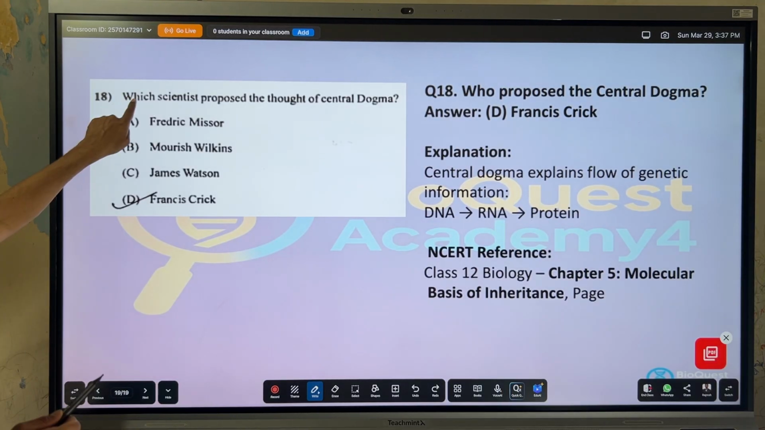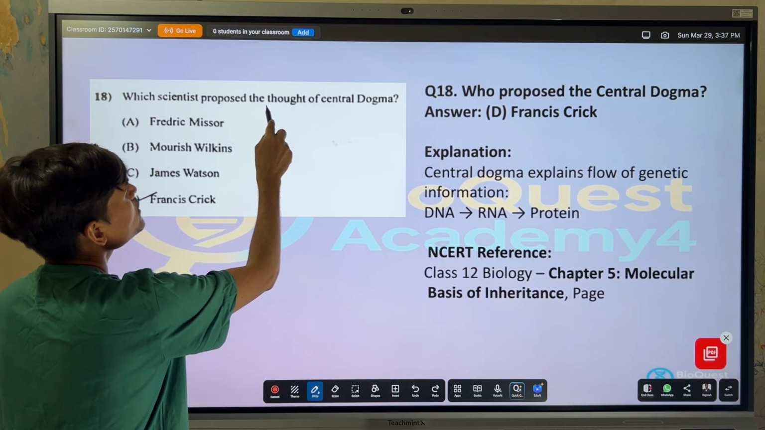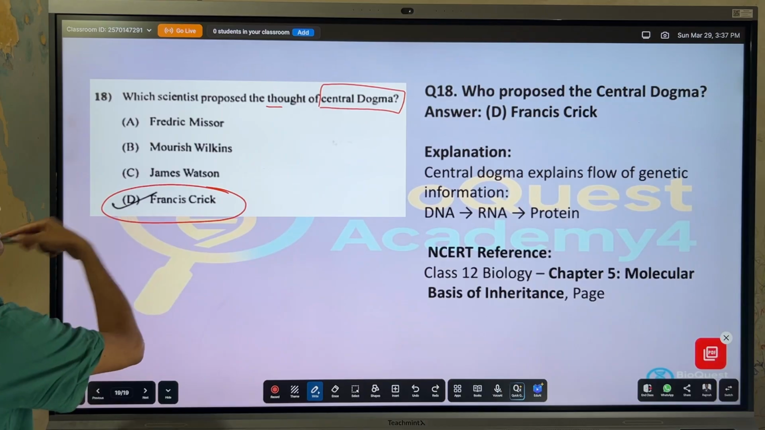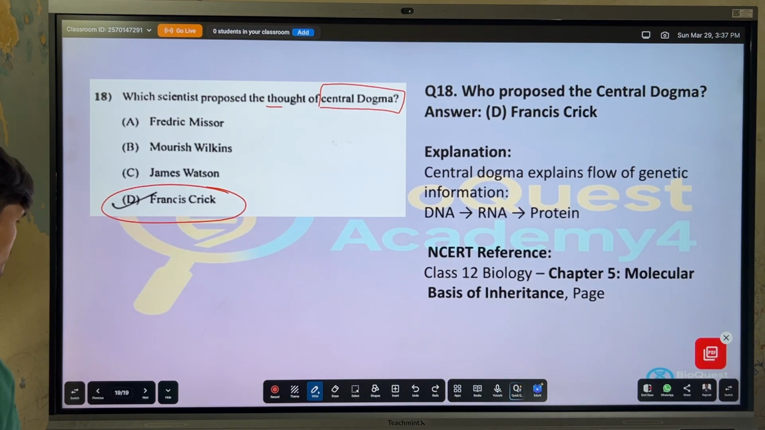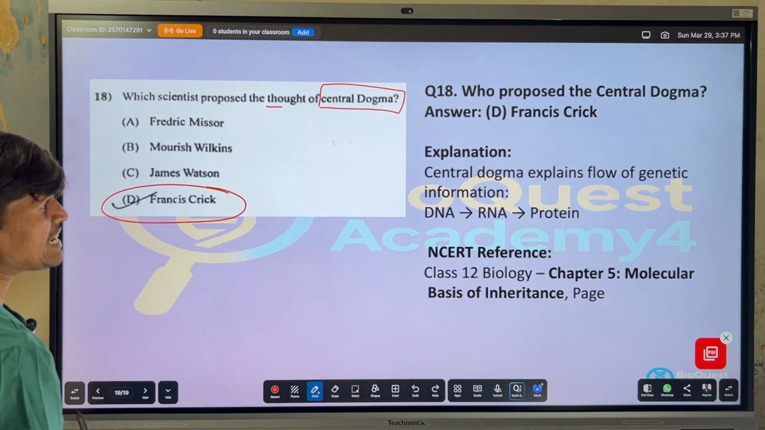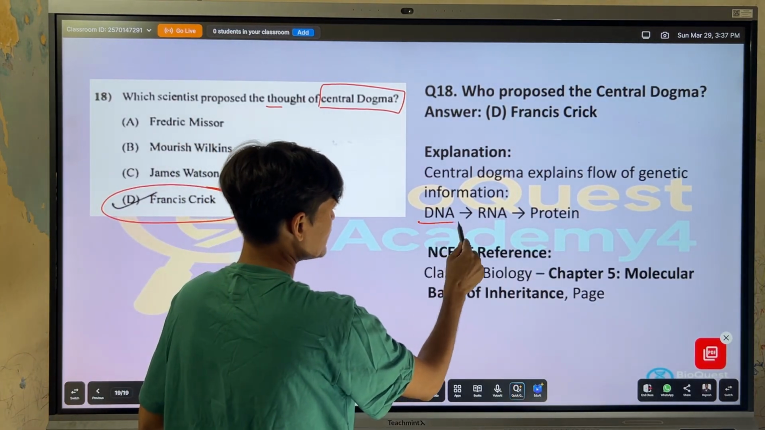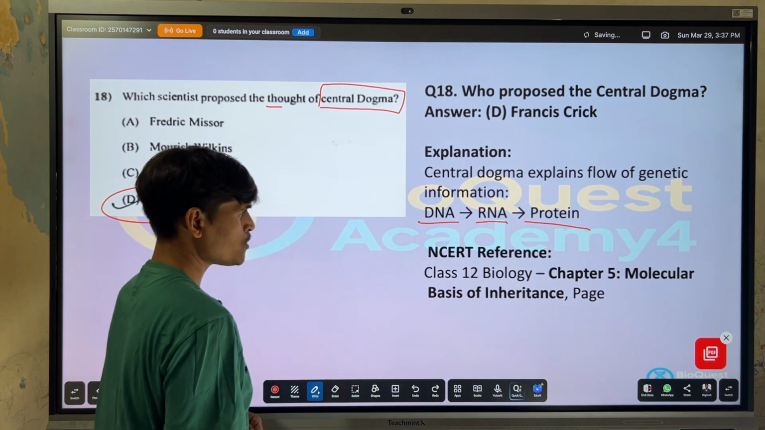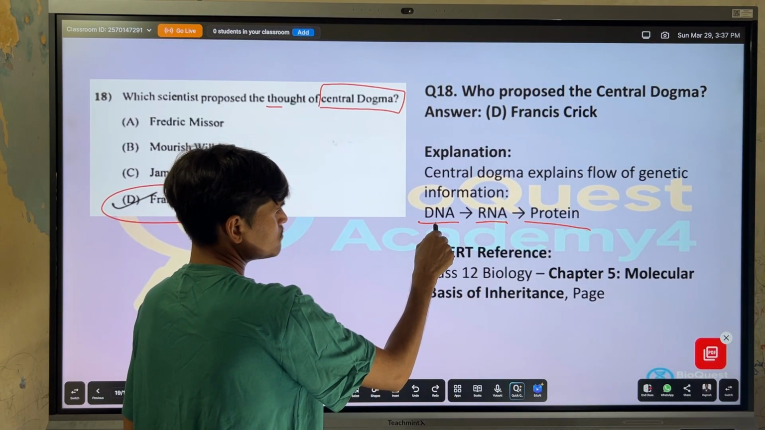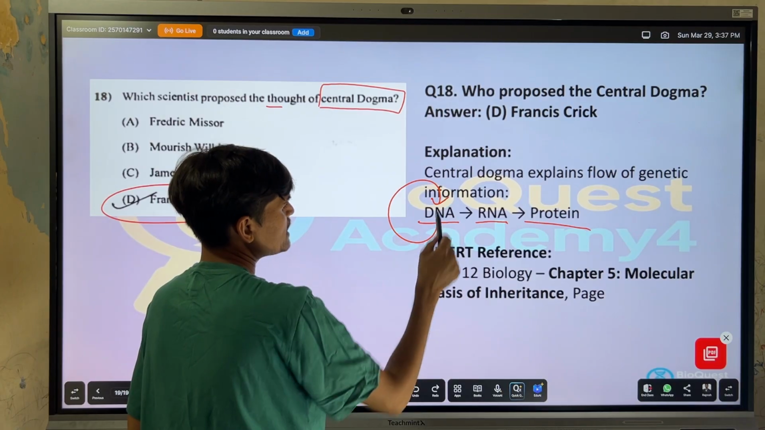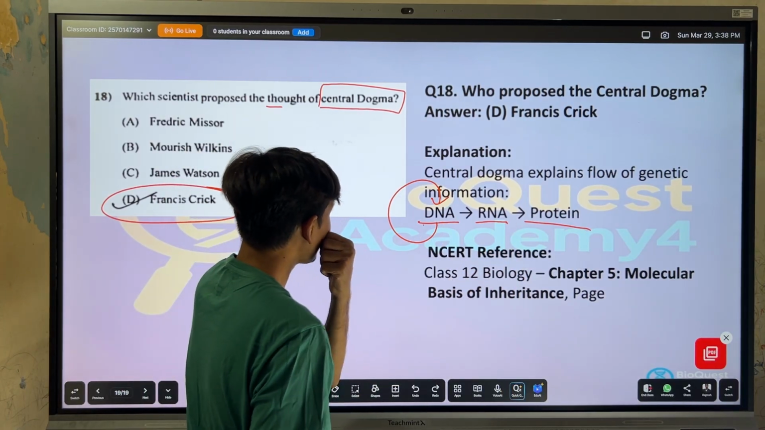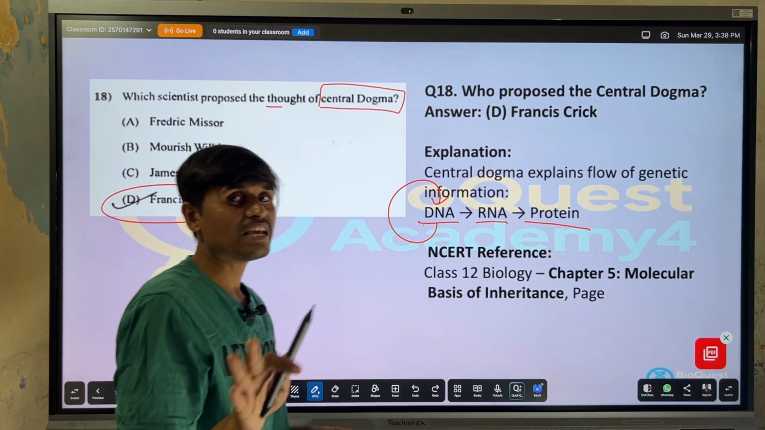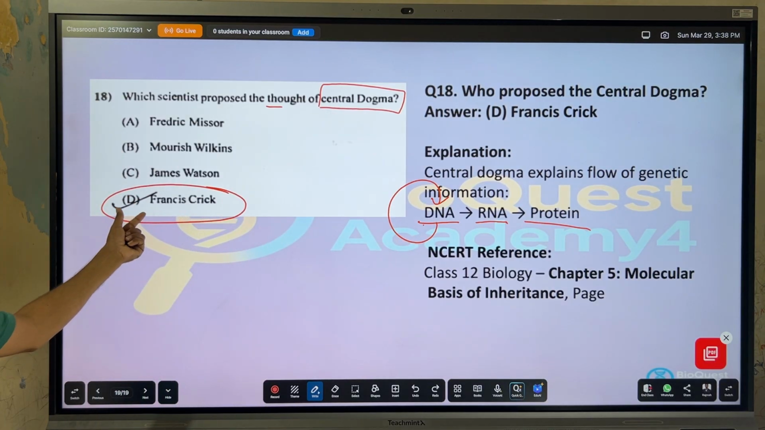Now next, question number 18. Which scientist proposed the thought of central dogma? Who gave this? Francis Crick. Chapter 5, molecular basis of inheritance. This is central dogma. DNA forms RNA, RNA forms protein, and DNA also forms DNA, which is called replication. DNA forms RNA, that is called transcription, and RNA forms protein, that is called translation. This is called central dogma, given by Francis Crick.